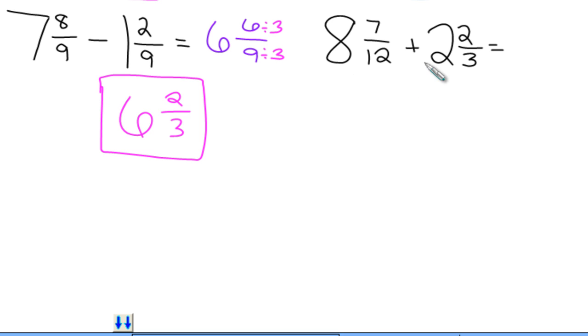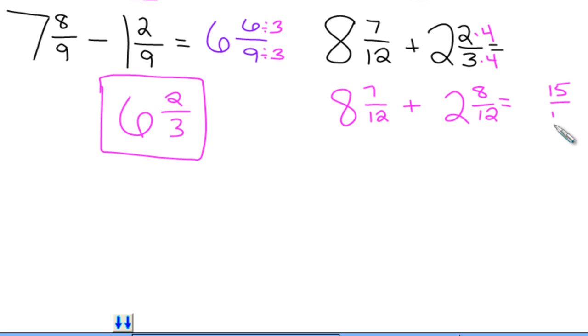The next one, we can multiply 3 by 4 to get 12. So my new fractions, I'm going to just rewrite this, 8 7/12 plus 2 8/12. 7 plus 8 is 15. Denominator stays the same. 8 plus 2 is 10.